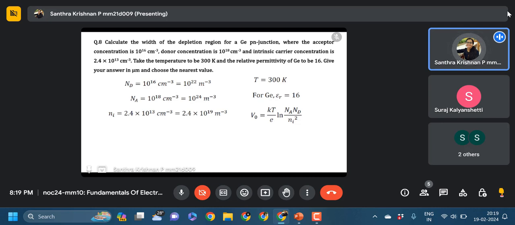The next equation we will be using is for the depletion width. There also it is a ratio only, no? But I think it won't cancel out. Even if you take everything in per meter cube, you will get the width in centimeter, and then you have to convert to microns anyway. Is it okay, or do you have to convert it first? It depends; whichever you find comfortable, you can try that. No issues.